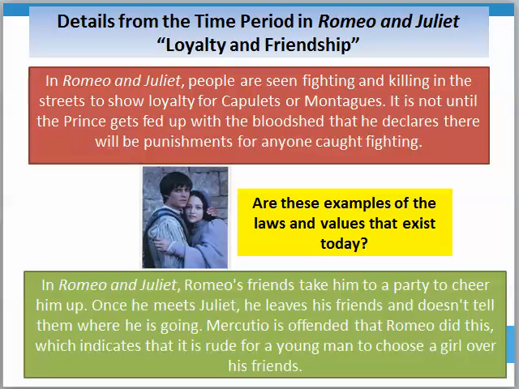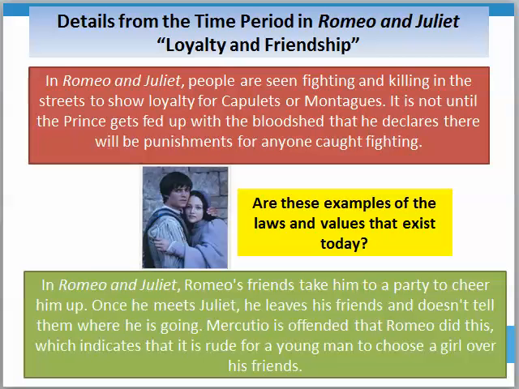Also during the time period, let's look at loyalty and friendship. So in our examples, in Romeo and Juliet, people are seen fighting and killing in the streets to show loyalty for the Capulets or the Montagues. It's not until the prince gets fed up with the bloodshed that he declares there will be punishments for anyone caught fighting. And also in Romeo and Juliet, Romeo's friends take him to a party to cheer him up.